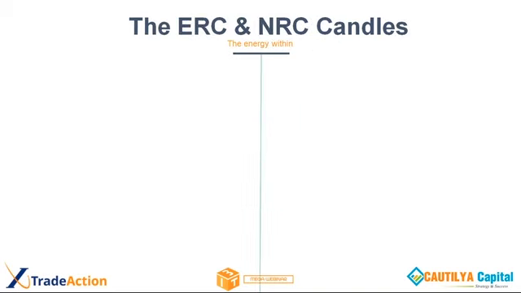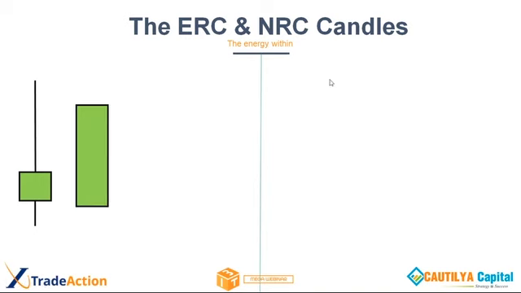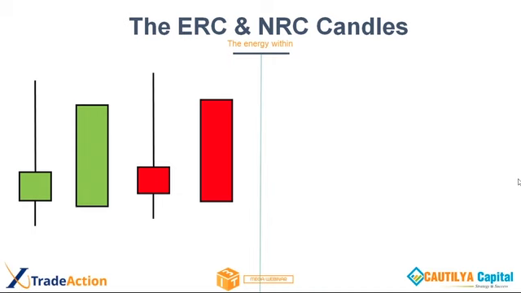let's move on. Now there are two more kinds of candles. What candle is this? It is a base candle because the body is small. What candle is this? It's a momentum candle. What candle is this? It's a base candle. And what candle is this? It's a momentum candle. So what is the observation?